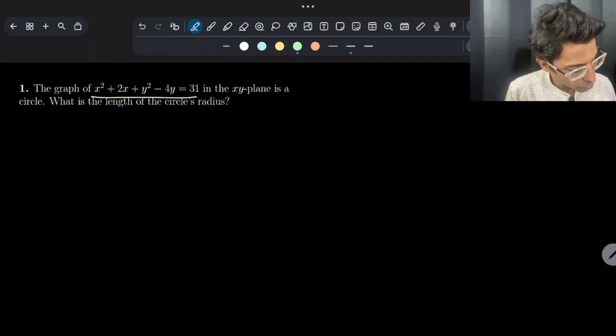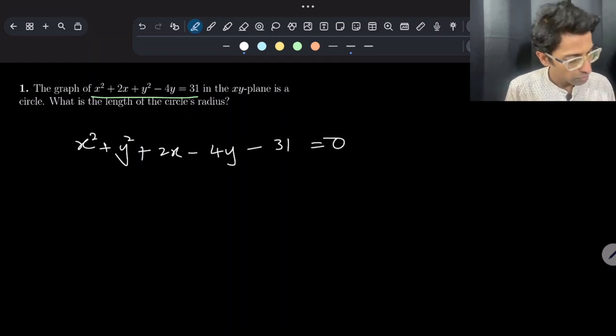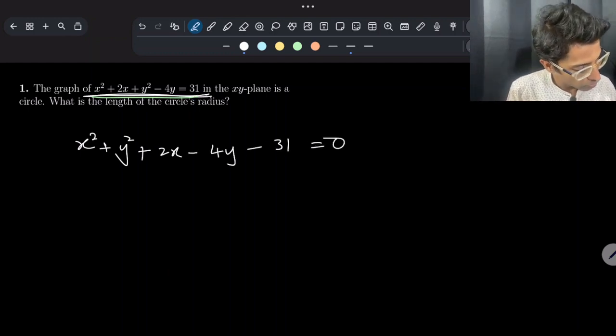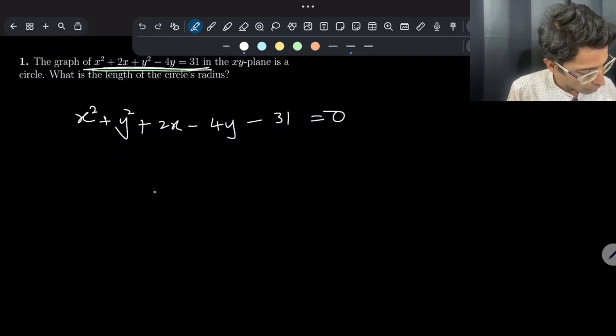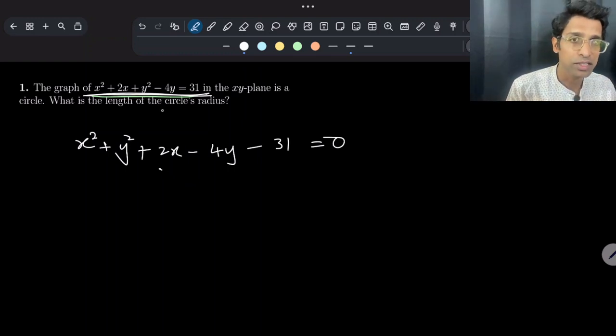So once you see a question like this, here is the trick. First, arrange this circle equation in this format. After that, what you have to do is find the center of the circle. Of course, it has not asked you the center of the circle, but we still need to find the center to find the radius.